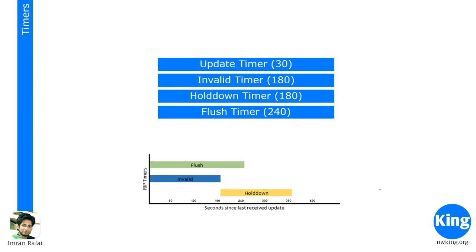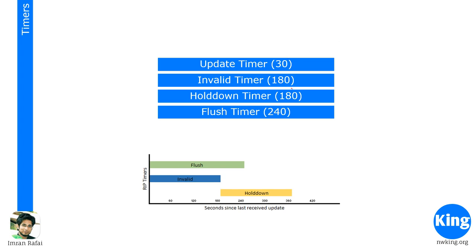RIP has 4 basic timers. The first timer is the update timer. The update timer is the interval it takes for updates to go out. So every 30 seconds, RIP sends out an update to all the interfaces participating in RIP routing. That means it takes the entire routing table and sends it out on all the interfaces that are working with RIP.